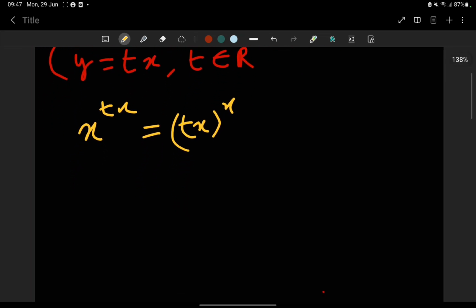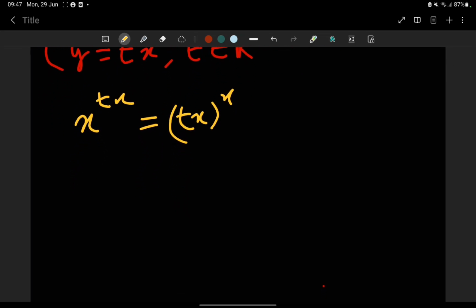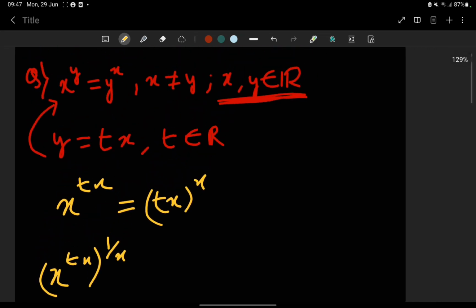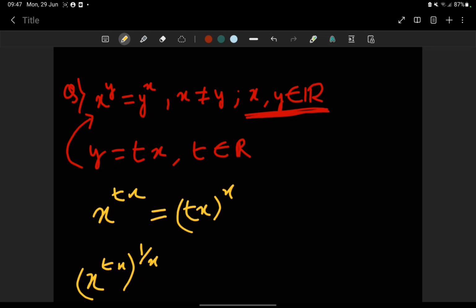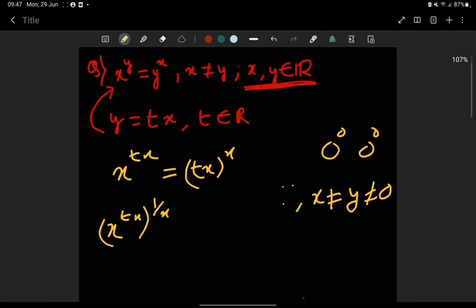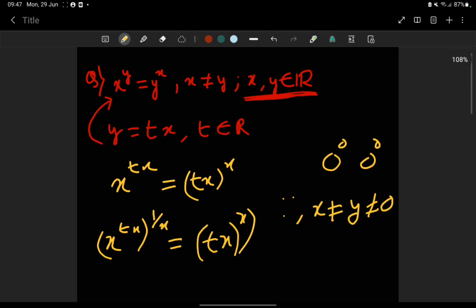Now we can raise each side to the power 1 over x. In that case, a lot will be simplified. Also, we can raise it to the power 1 over x because x is not equal to y is not equal to 0, so we cannot put 0 to the power 0; we're just neglecting the zeros. So raising both sides to the power 1 over x, it will become tx to the power x, to the power 1 over x.